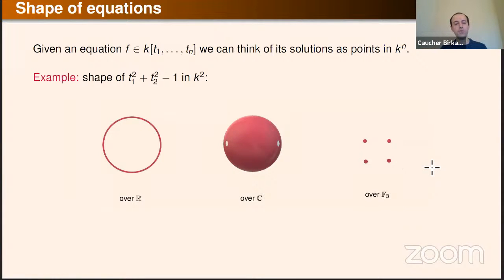So the visual shape will look different when you work over different fields, but still we can use our intuition to say something about the geometry and then use the algebra to prove what we think should be the case.